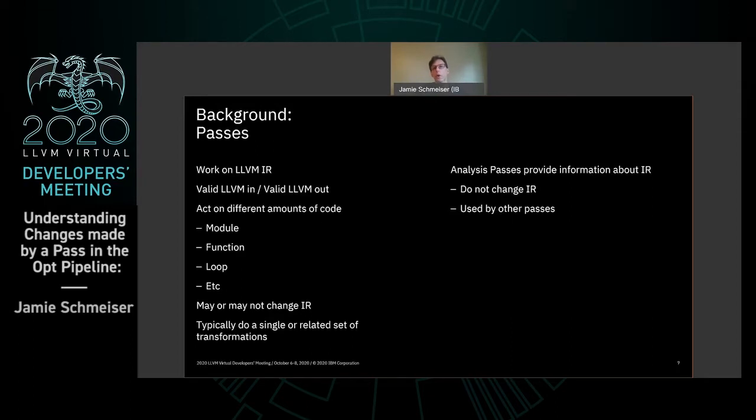Passes are sections of code that may or may not transform LLVM IR. They typically will do a single or related set of transformations on the IR. They can work on different units of code. For example, they may work on the module, or functions, or loops, or other units of code. Passes take valid IR in and produce valid IR. A pass that does not produce valid IR is considered broken.